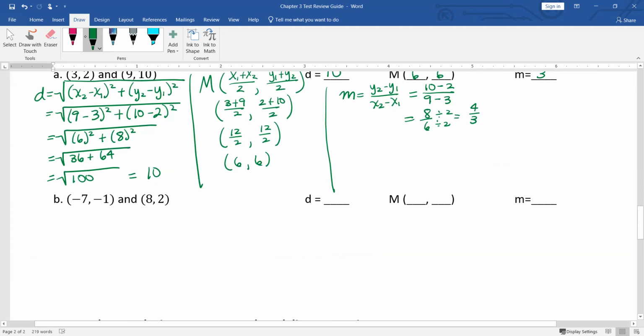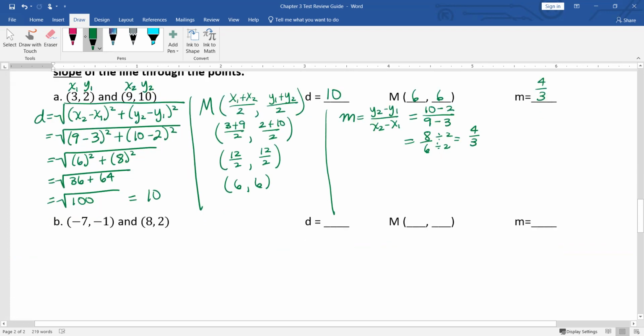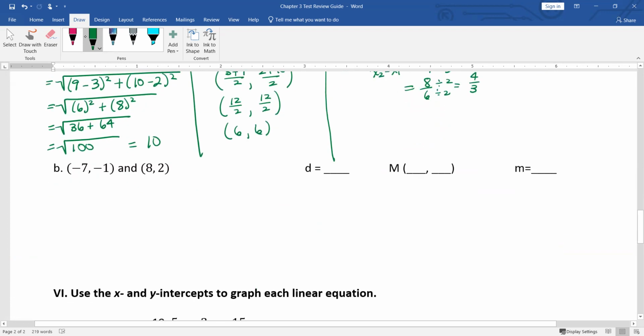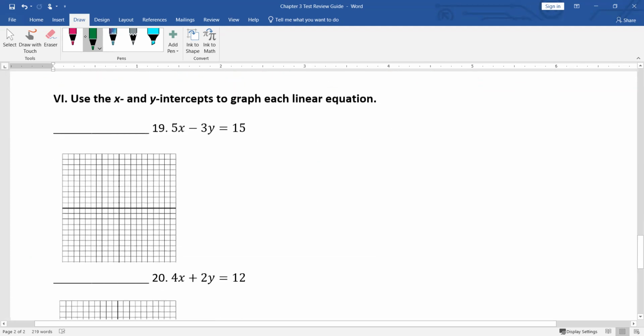The next one is exactly the same. Wouldn't be a bad idea to get some practice doing it on your own. But then just let me know tomorrow and you can check your answers, make sure you get it right. I want to move on to this next part.